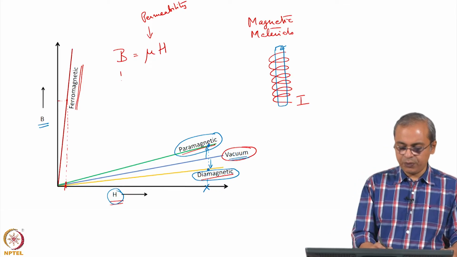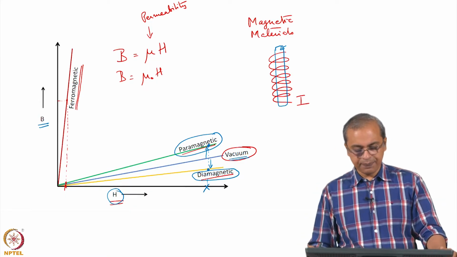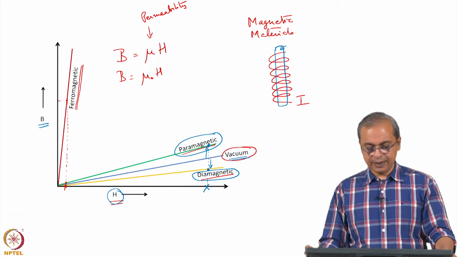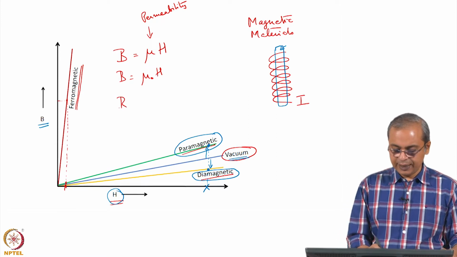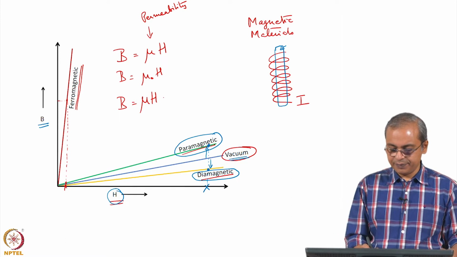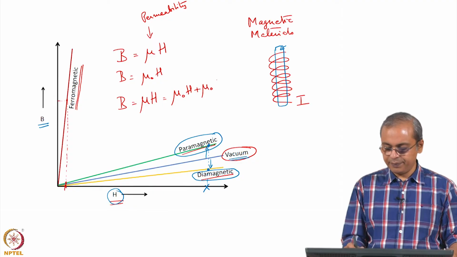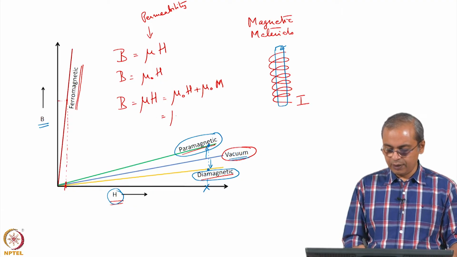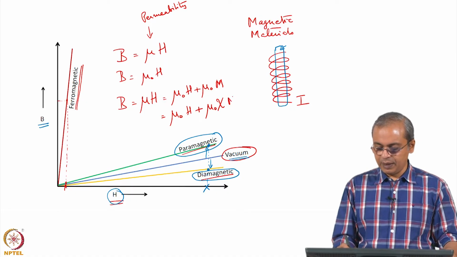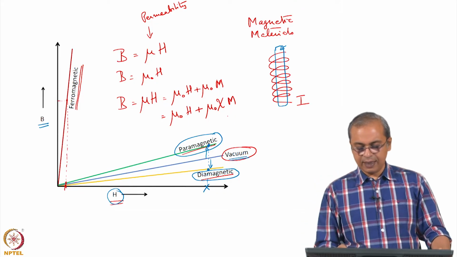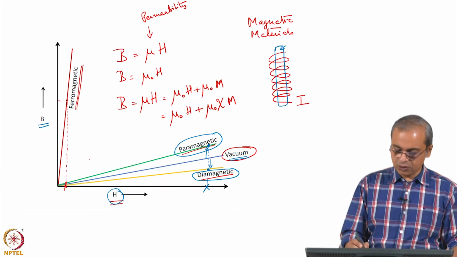And if it were vacuum, then you would have B equals mu naught H, where mu naught is the permeability of the vacuum. This is the general way in which we write this, and we can also write this B equals mu H as equal to mu naught H plus mu naught M, or mu naught H plus mu naught chi H, where chi is the susceptibility.